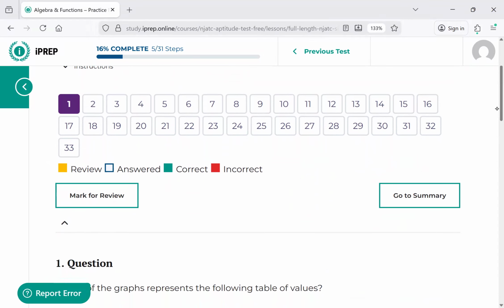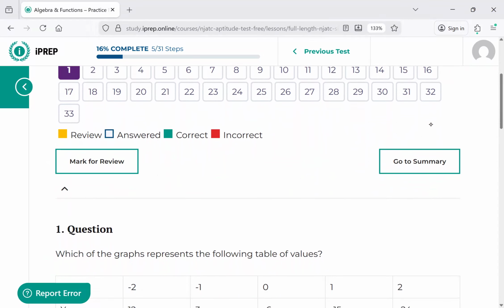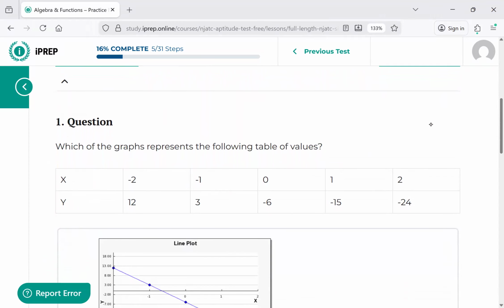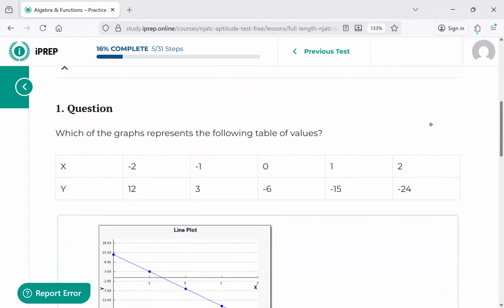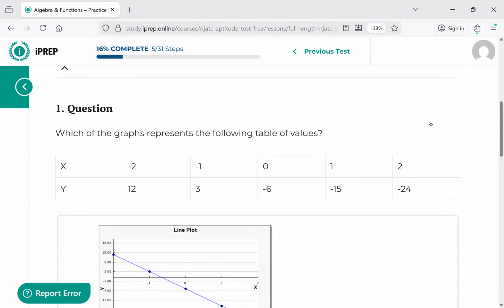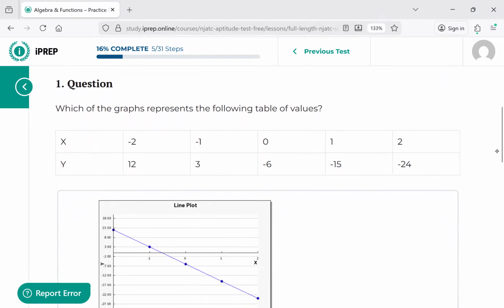So as you can see, we have 32 questions, and it is timed, but I'm going to take my time. So let's start with question 1. Question 1 says, which graph represents the following table of values? What I would do is they give you a table, or coordinates, as I like to say. So let's write down my coordinates, and then we'll figure out which of these coordinates goes with the correct graph.